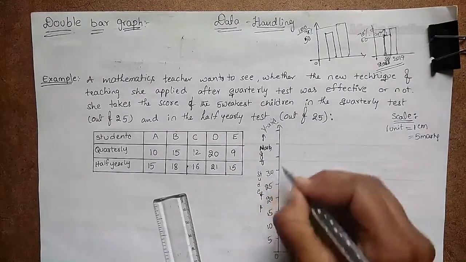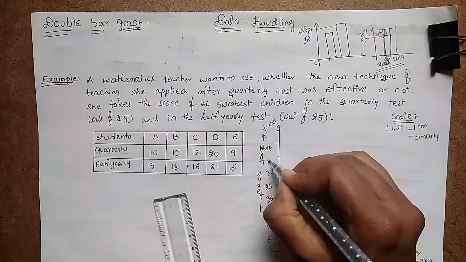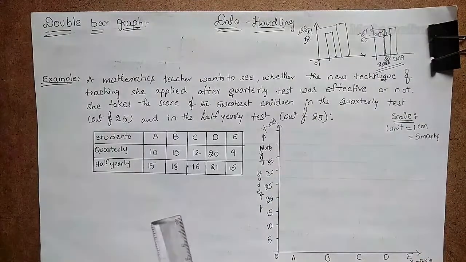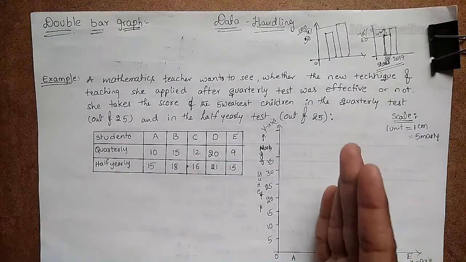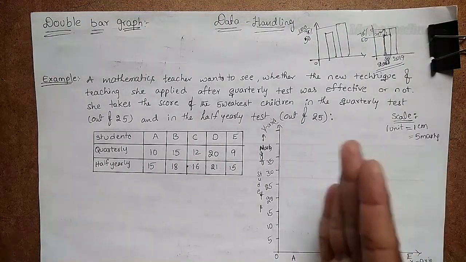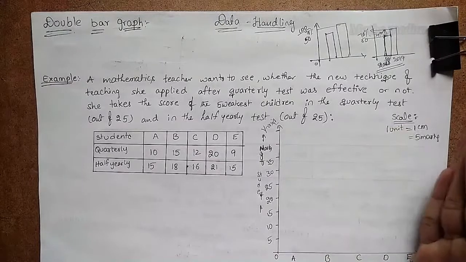You can choose up to 35, 30, 35 like this, that is not the matter. Next, moving into how we are marking. Here, a bar graph is nothing but marking the same width for each of the following cases.